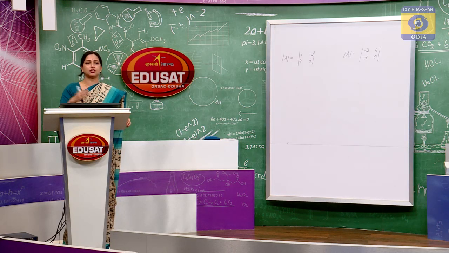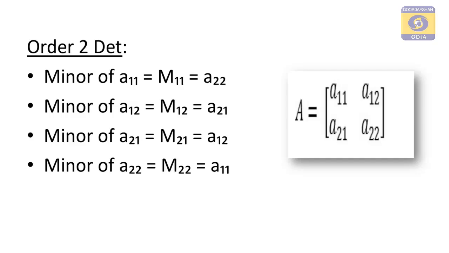It may become plus or minus, right. Now, let us take a look at the next slide. So, we have already discussed the order 2 determinant minors. The minor of A11 will be A22, the minor of A12 will be A21, the minor of A21 will be A12 and the minor of A22 will be A11.